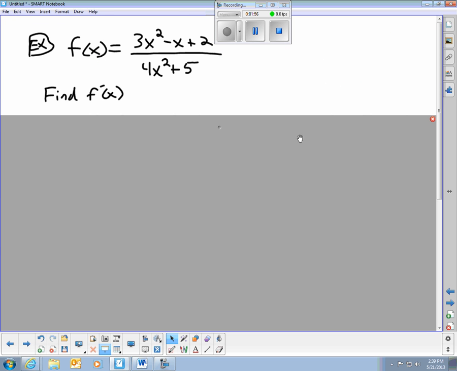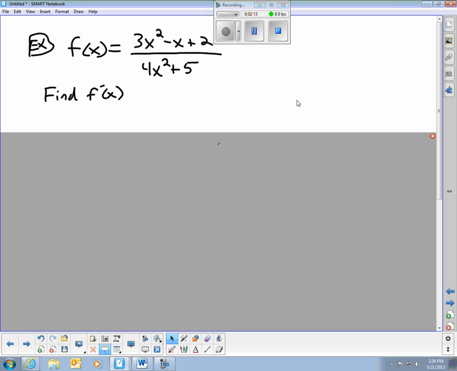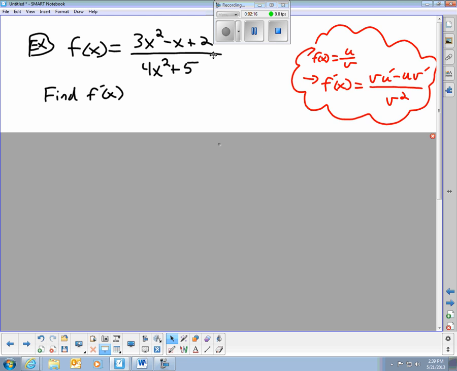Today we're going to find the derivative, or f prime, of the function f of x equals 3x squared minus x plus 2, all over the expression 4x squared plus 5. Now just looking at this, I can see that this is the quotient rule. This is u divided by v. So we're going to pull out the vu prime minus uv prime over v squared technique. And when using this technique, remember, it's just identifying u and v and putting things in the right order.